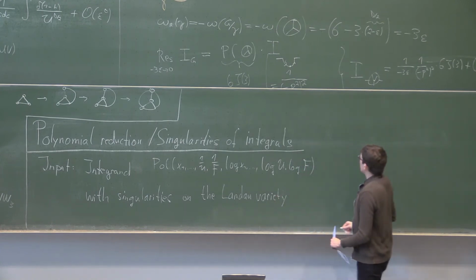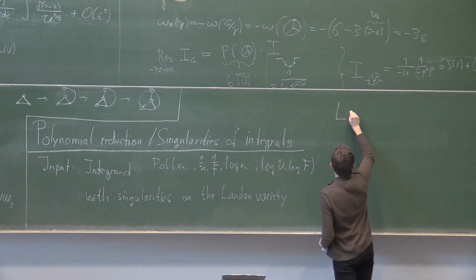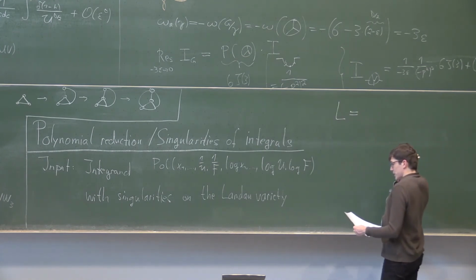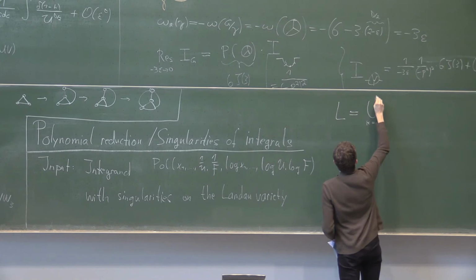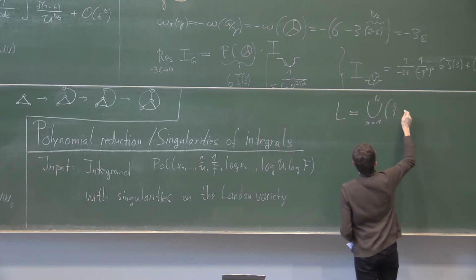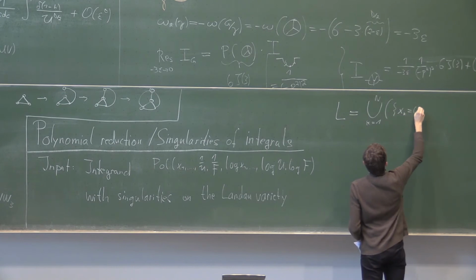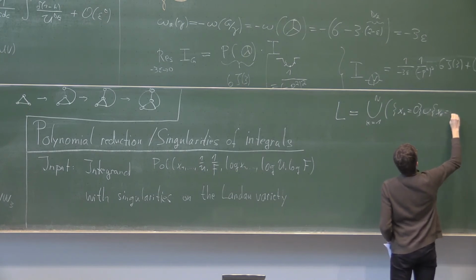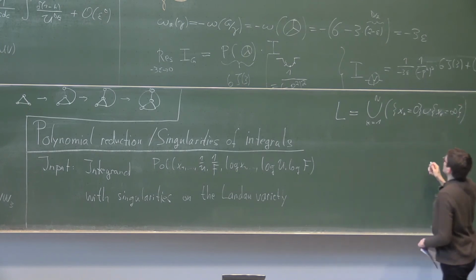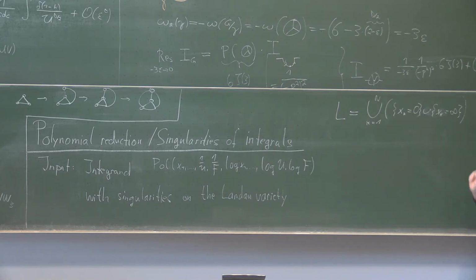So where are the singularities of this thing? We call this the Landau variety L. And it has two parts. One part is somehow trivial singularities, which are just for all of the variables. We have these points where the variable is 0 or infinity. And that's clear, right? If a variable goes off to infinity, we have a polynomial that might blow up. Also, we have the logarithm, so it can also blow up at 0. So definitely we could have singularities here.